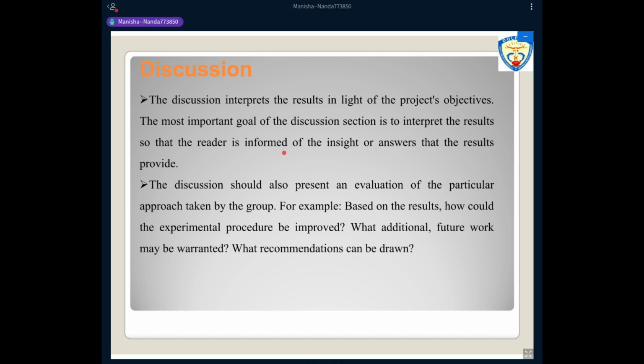The discussion should also present an evaluation of the particular approach taken by the group. For example, based on the results, how could the experimental procedure be improved? What additional future work may be warranted? And what recommendations can be drawn? If you are writing the discussion separately, then you can mention it in the concluding paragraph or side by side with the results. But if we have a separate chapter for discussion, then of course in the end we always keep a concluding paragraph for discussion where we try to incorporate all these things.